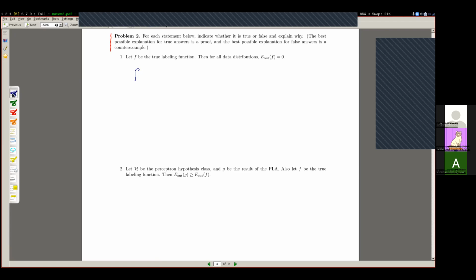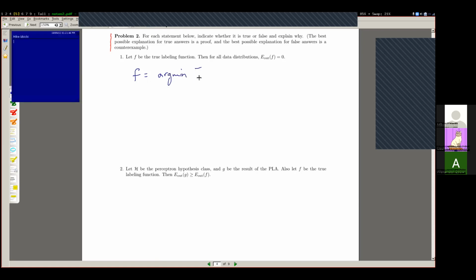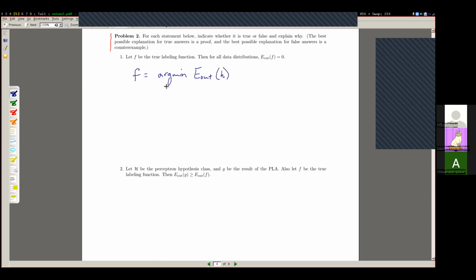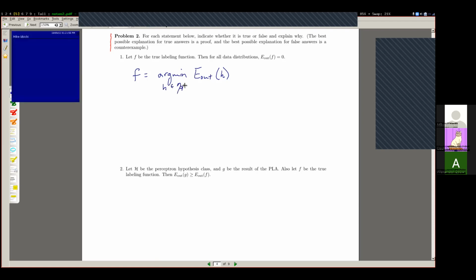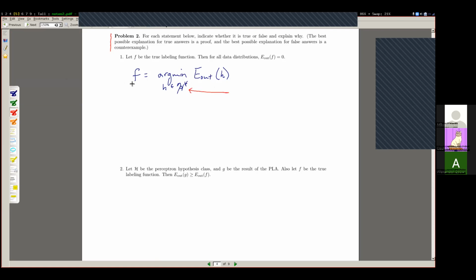So let's write it out. Good thing to do on these sorts of problems is just write out the definitions of all the stuff that appears. And so f is going to be equal to the argmin of E_out of H, where H is contained in this H star thing. And this H star, what it means is it's like the set of all possible hypothesis classes.